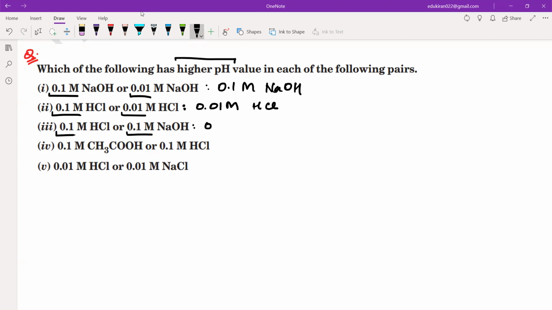NaOH. 0.1 molar NaOH. Now you compare here, which of them is more basic or less acidic? है ना? More basic means less acidic. Tell me. CH3COOH. Yeah, CH3COOH, correct.